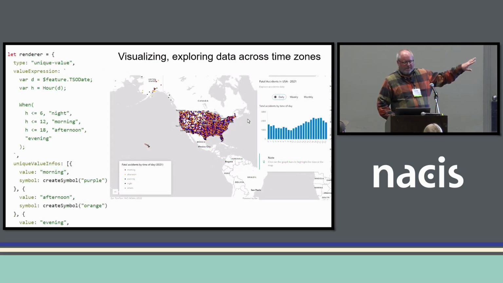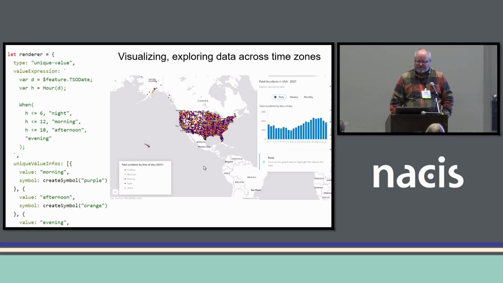So if we look at this map here, it's not the greatest map, I'll be honest, but it's a map showing fatal accidents in 2021 by morning, afternoon, evening, and night. It's just a unique type style renderer with an Arcade expression that takes that date value and pulls out the hour. Now, since I'm pulling out the hour from this time data type with the offset, then I can do things like, hey, if it's less than 6 hours, it's night, 12 hours morning, and so on. And that allows you to do some pretty interesting visualizations.